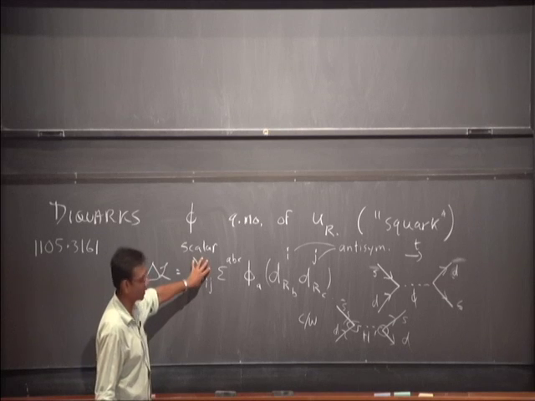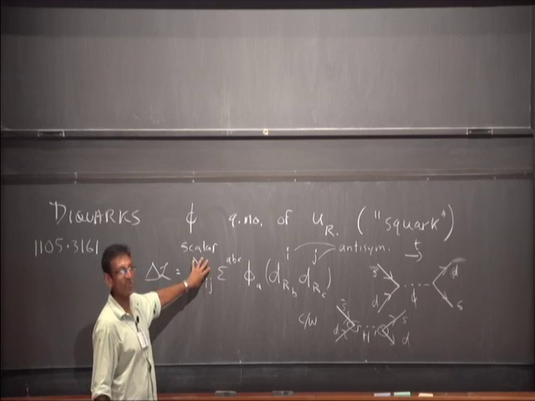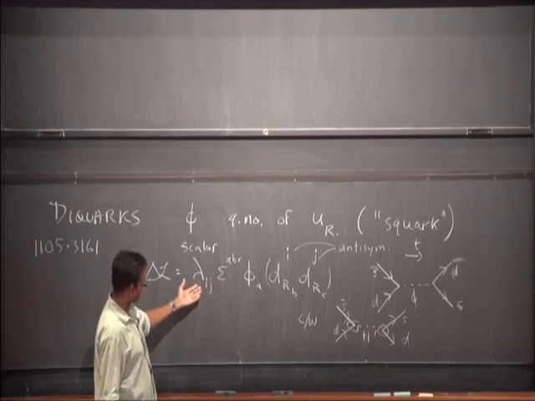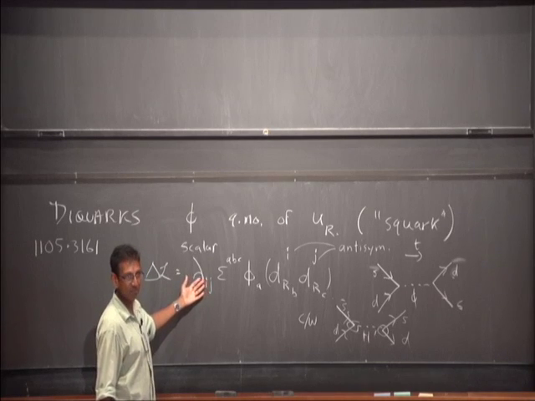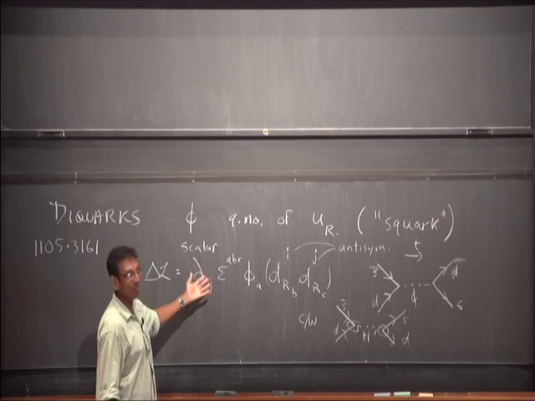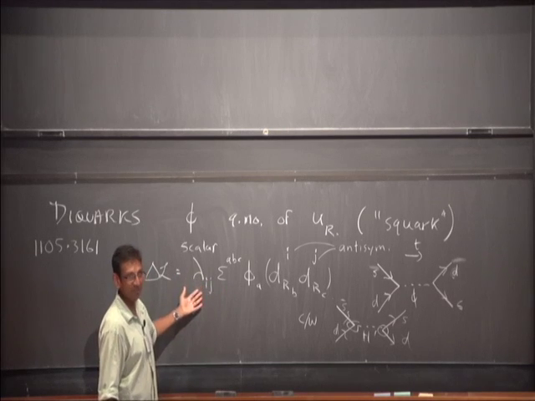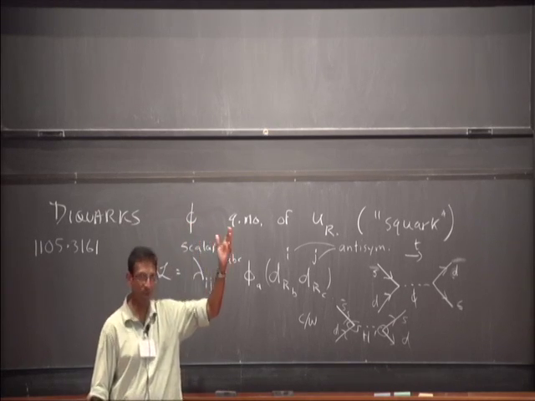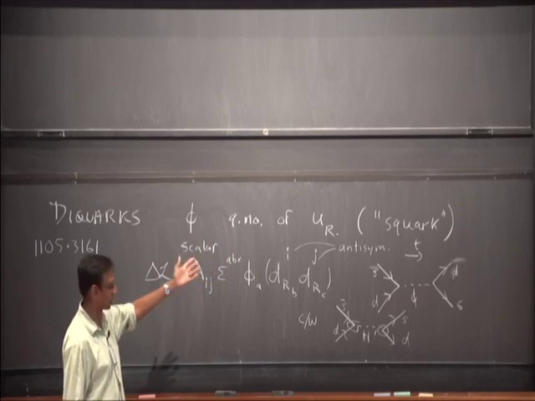Hierarchical, what do I mean? If I take this to be 10 to the minus 9, I'm safe? No. I just mean that some of its elements are order 1. There's typically a dominant element. But the others are much smaller. In other words, that very much fits with this wave function overlap picture of flavor structure.